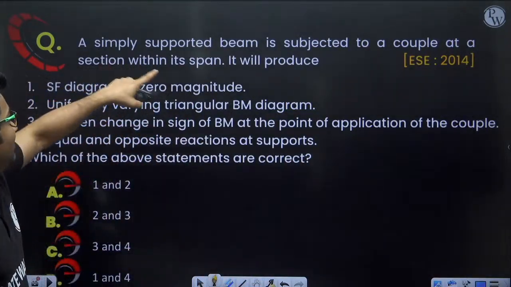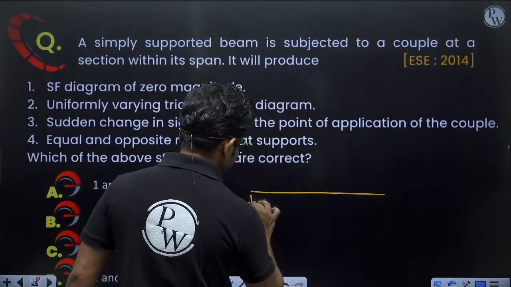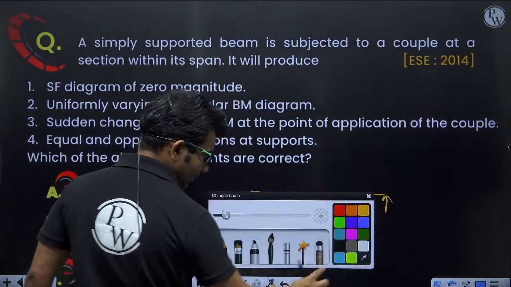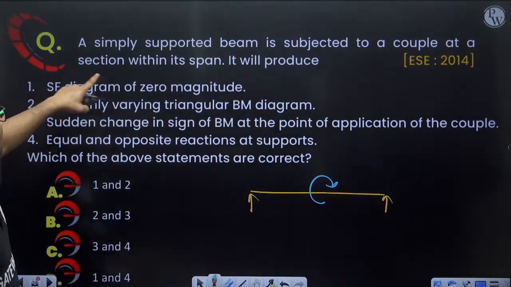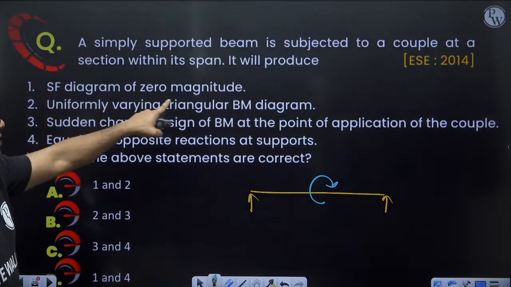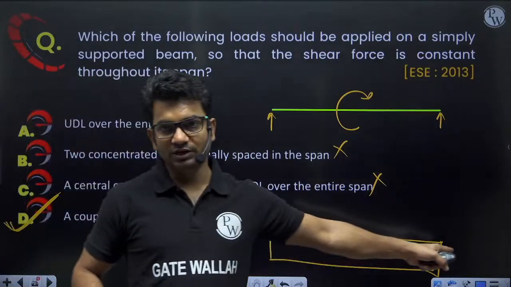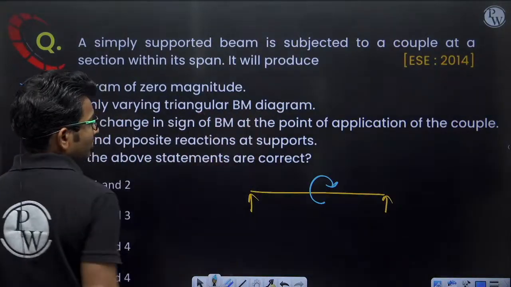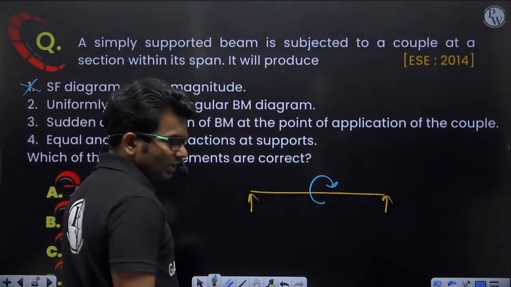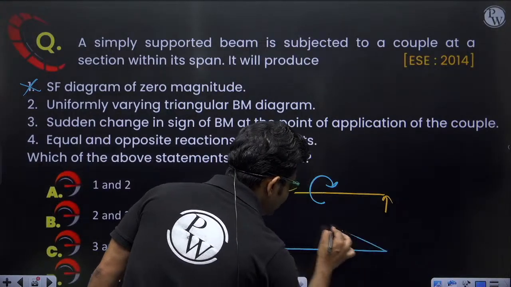A simply supported beam is subjected to a couple at a section within its span. So this beam is subjected to a couple anywhere in the span. Will it produce a shear force diagram of zero magnitude? No, we have seen that the shear force diagram will be of constant magnitude. Next, a uniformly varying triangular bending moment diagram. So what kind of bending moment diagram will we get? It will be like this.